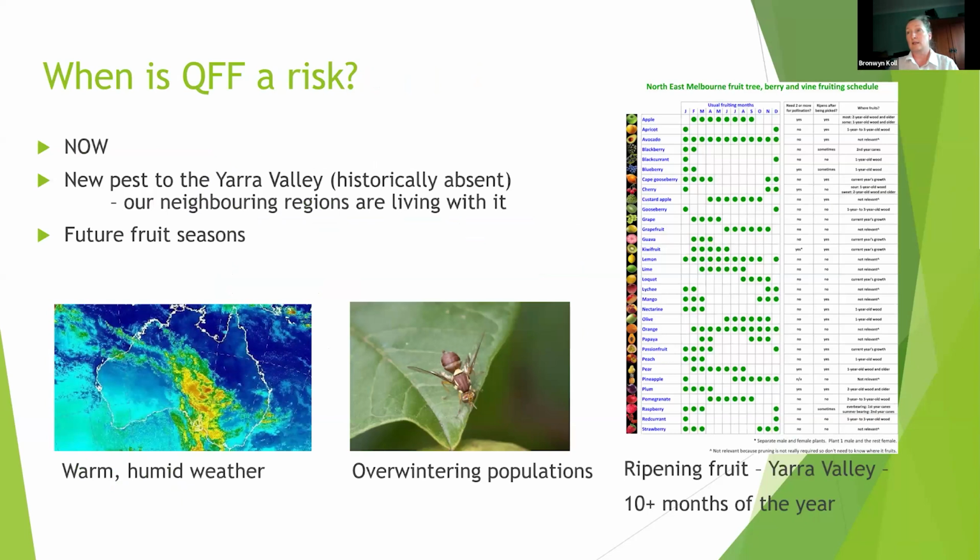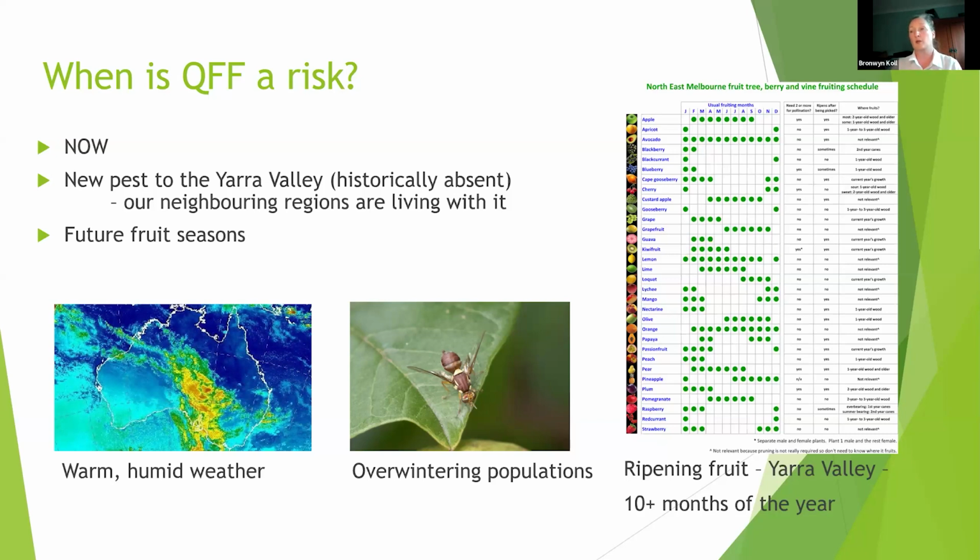So we need to understand a little bit about the timing of Queensland fruit fly when it is a risk. Well, it is a risk now. It's been a risk for the last couple of years, and it's likely to be a risk in future fruit seasons. We have to acknowledge that it is a fairly new pest to the Yarra Valley, and not many people are actually aware of how to manage the pest or even what it looks like. So we need to increase everyone's awareness of what it is and how dangerous it is.